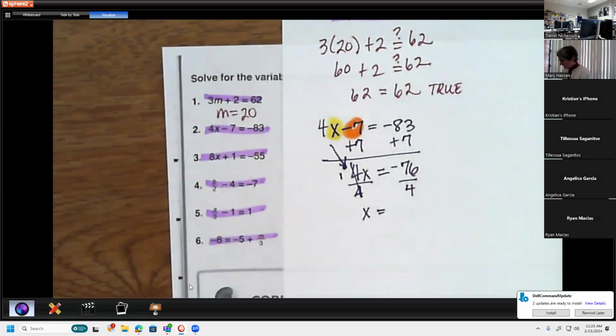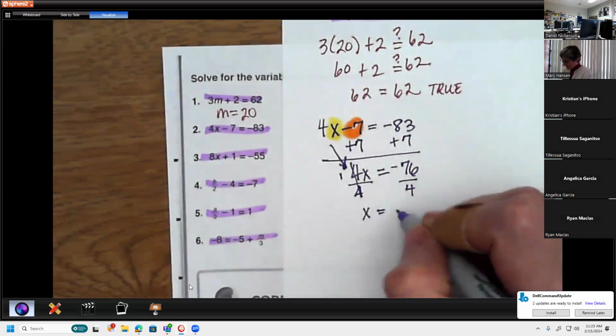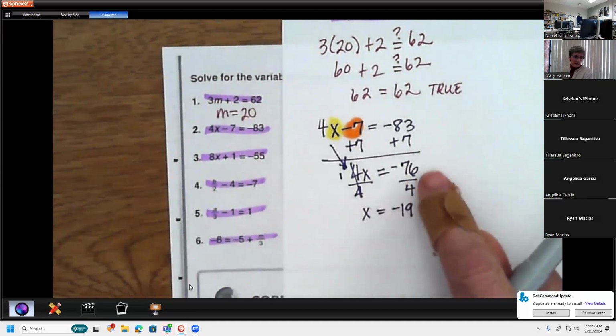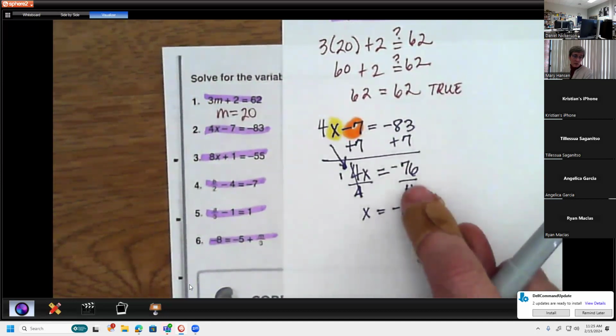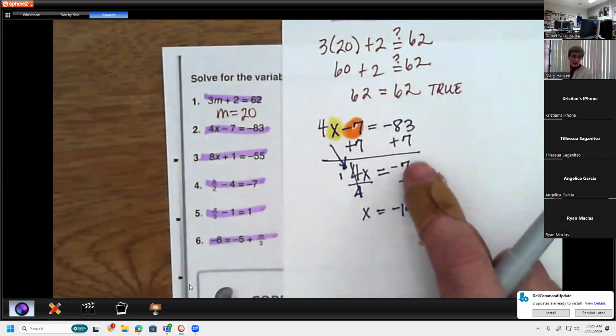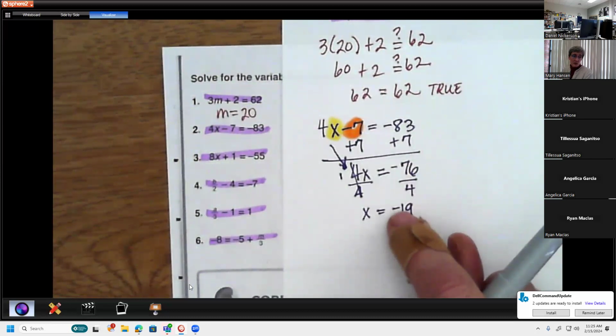And then I want to take 76 divided by 4, negative what? -19, very nice. Because 76 divided by 4 is 19, the signs are different. When we are dividing or multiplying and the signs are different, the answer is always negative.